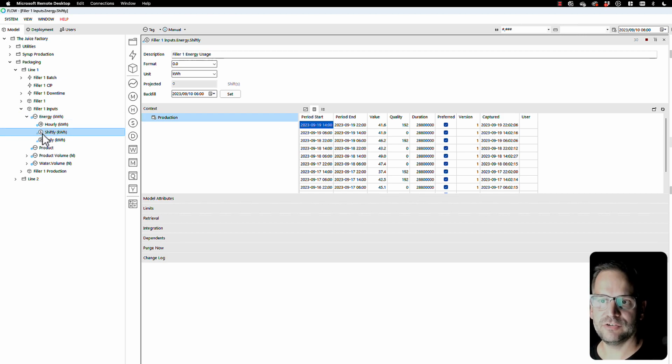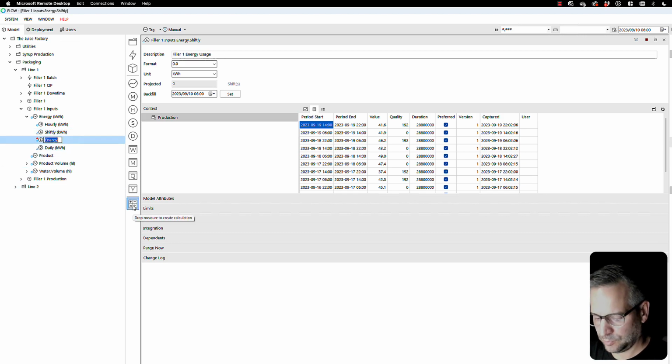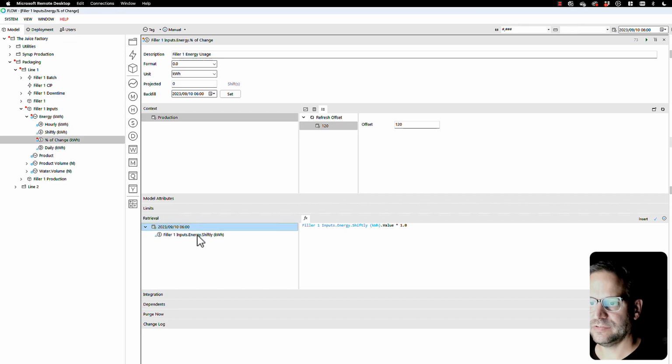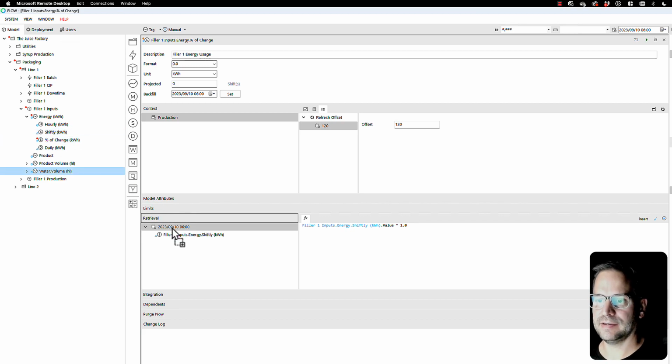I'm going to drag my shiftly measure onto the flow zone calculator, and this will be my percent of change, and we'll just do one shift to the next. If I open it up and look at my retrieval, this is my current period. If I bring my shiftly number in a second time, Flow automatically shifts that backwards one period for me.